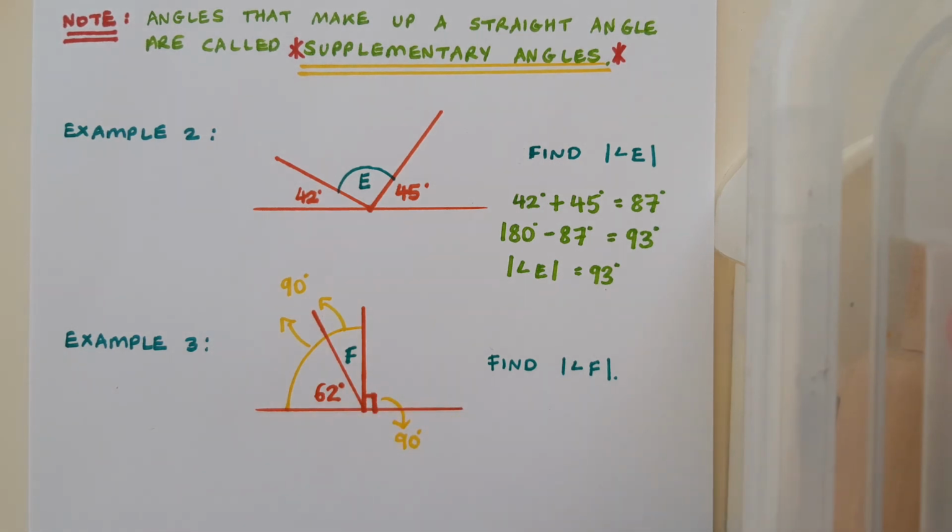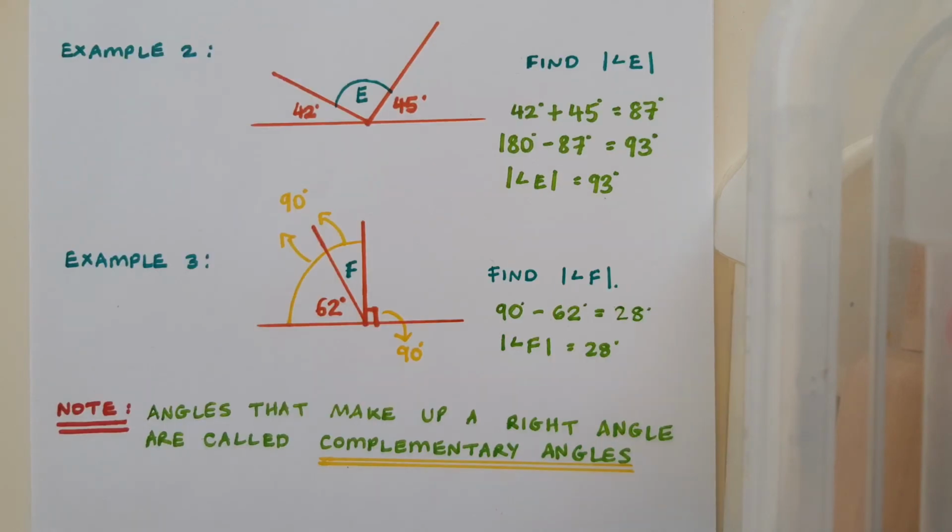If we have a straight angle where one of the angles is 90, the remaining angles must add up to 90. So a shortcut that I could take in this case is to simply say 90, take away the 62 to leave me with the size of the angle F. And in this case, my answer comes out as 28. So the angle F equals 28 degrees.